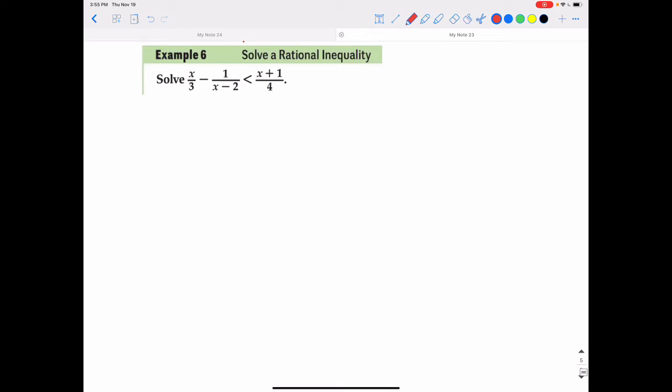Rational inequalities. They're very similar to rational equations, except whenever you have a number that goes above or below whatever makes the number in the denominator equal to 0, it can change the sign of the number total.